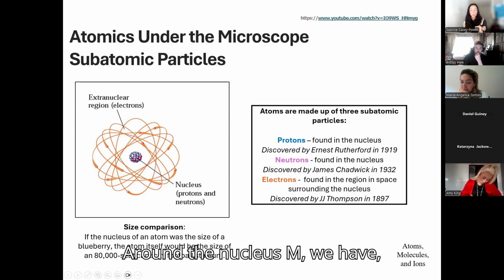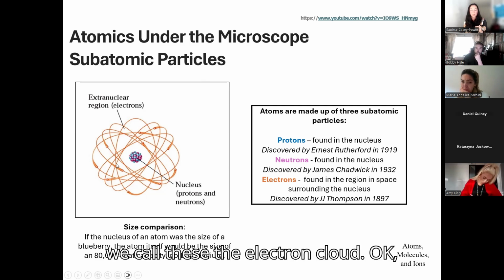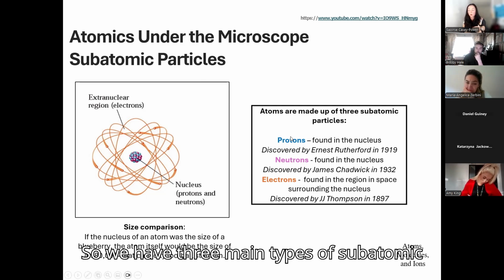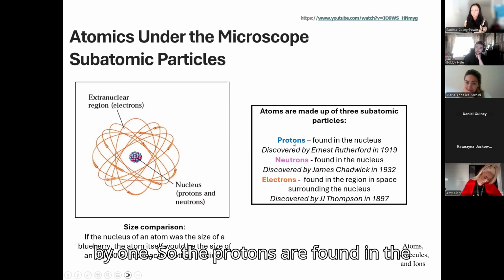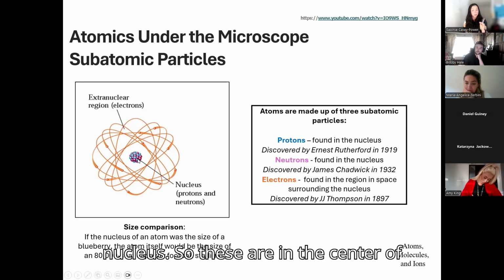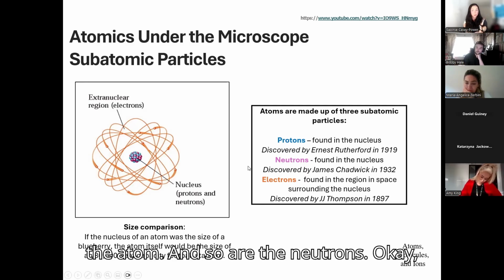Around the nucleus, we call these the electron cloud. So we have 3 main types of subatomic particles that are housed within this atom. We'll go through these one by one. The protons are found in the nucleus, in the center of the atom, and so are the neutrons.